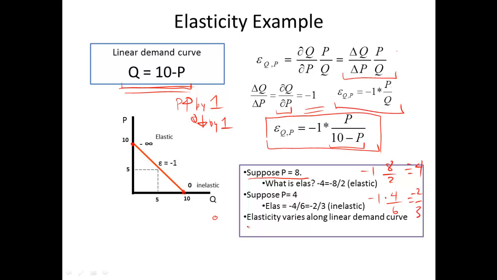So one of the punchlines from this slide ought to be that the elasticity varies along a linear demand curve. There is a point where the elasticity is literally minus 1, and for this demand curve you see it's right here at 5 and 5. We'll talk more about that in a minute.